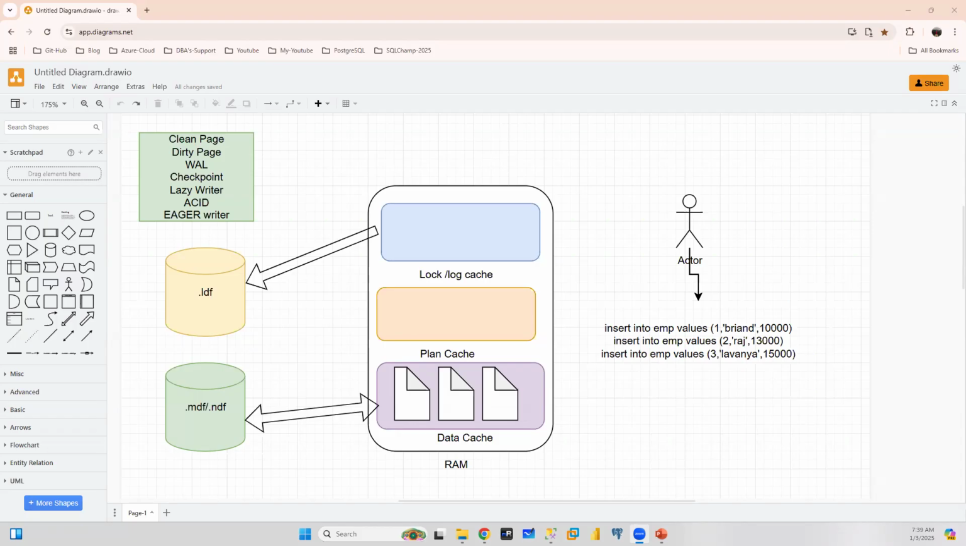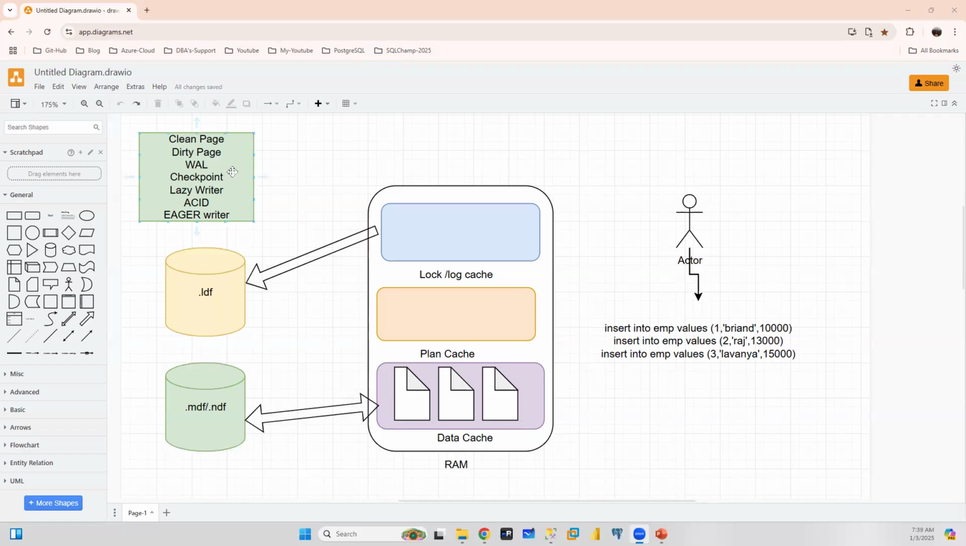After 2025, this is our first session where we are going to discuss SQL. In continuation of the last session, where we stopped, we discussed the clean page, the dirty page, the WAL concept, and also the checkpoint. These are the four different concepts we discussed, which are quite easy.